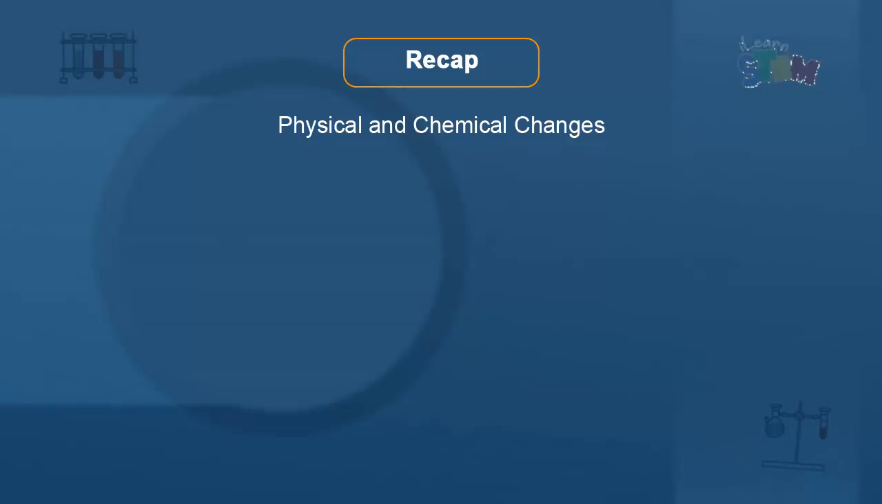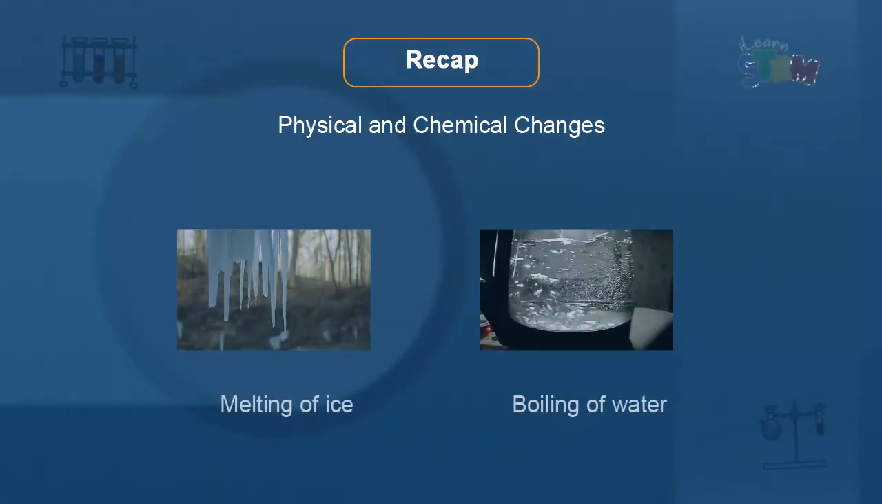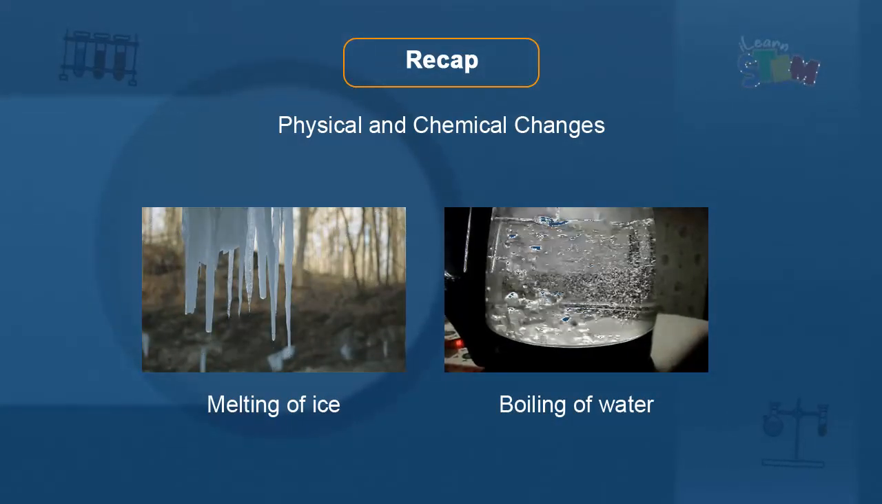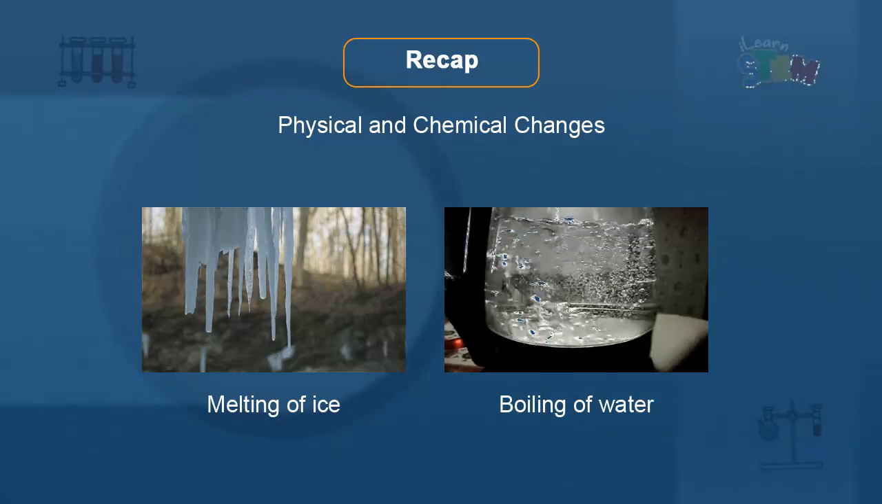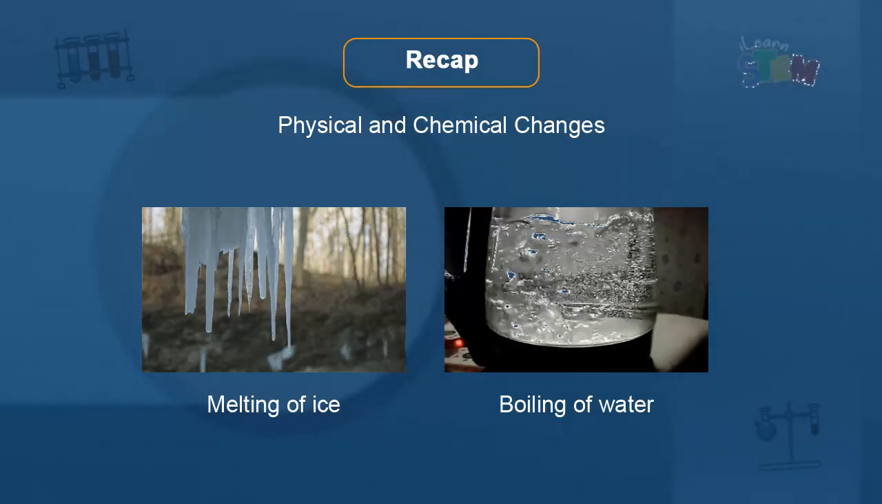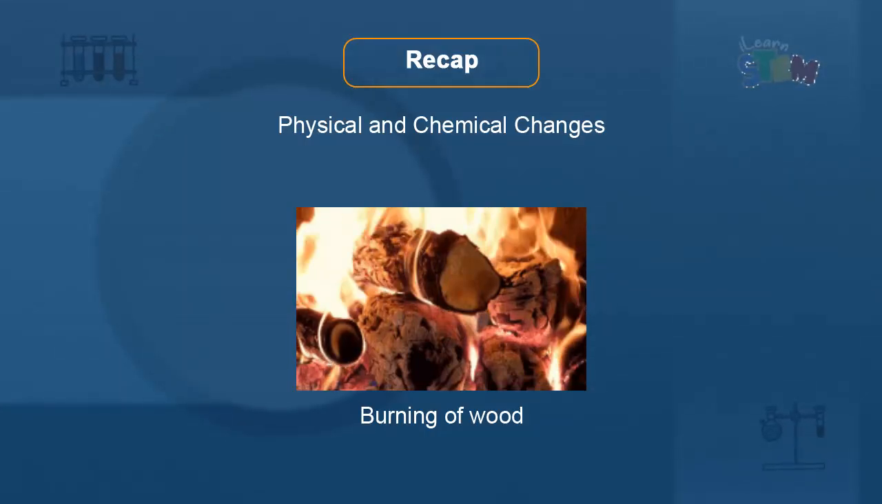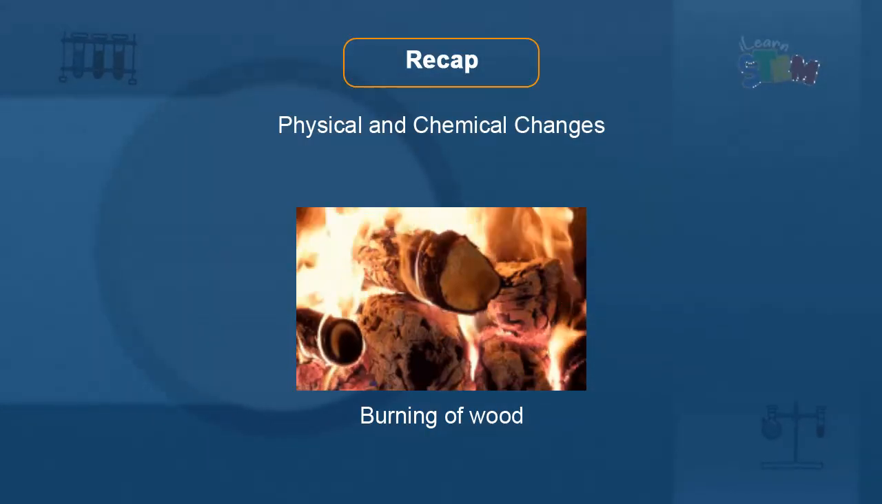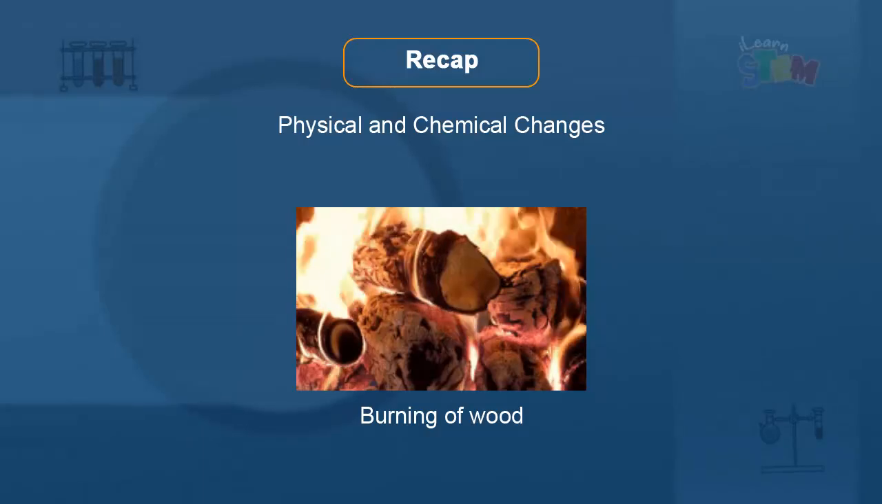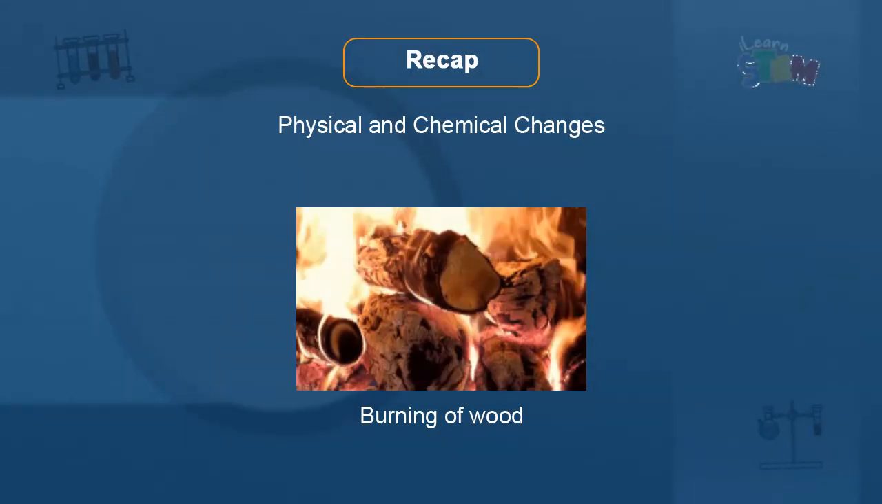In our previous class, we looked at physical and chemical changes. A physical change is a change that does not produce a new substance and can be easily reversed. Examples include the melting of ice or the boiling of water. A chemical change leads to the formation of one or more new substances and is usually not reversible. Example is burning of wood.